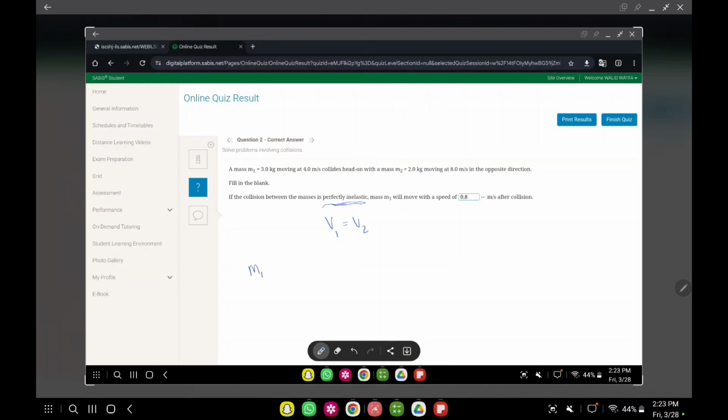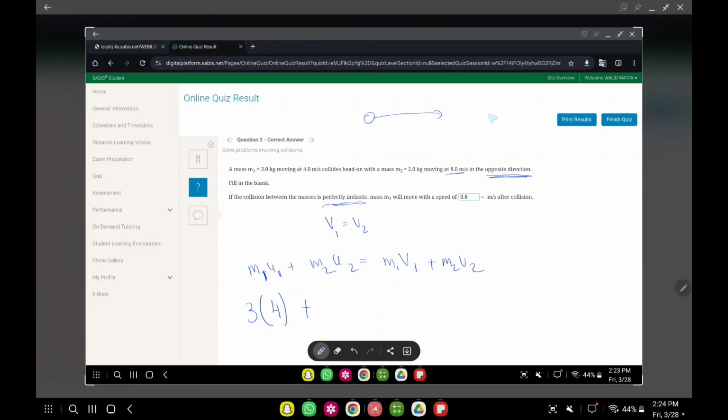Anyway, so what formula do we use for any collision? We use this. Equals M1 VA. No, let me use 1 and 2 instead of A and B. M1 U1 plus M2 U2. Type. Mass 1 is 3. Its initial velocity was 4. Plus mass 2 is 2. If you put the velocity as 8, you're gonna get it wrong. Why is it wrong? Because it's moving in the opposite direction.